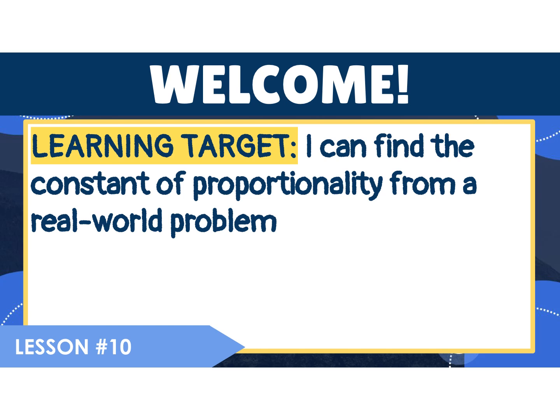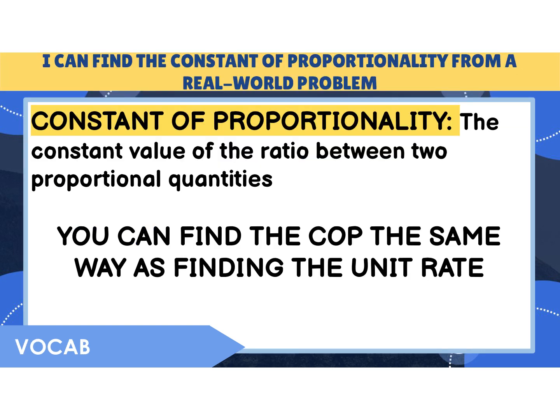The learning target is, I can find the constant of proportionality from a real-world problem. Constant of proportionality is the constant value of the ratio between two proportional quantities. You can find the COP, or the constant, the same way that we would find the unit rate.